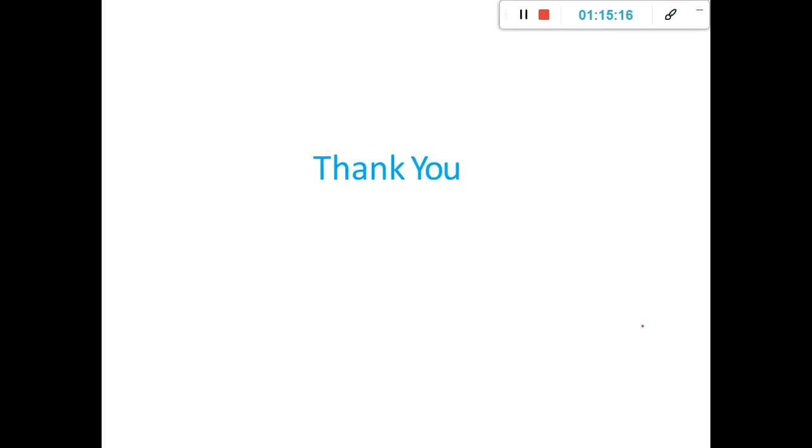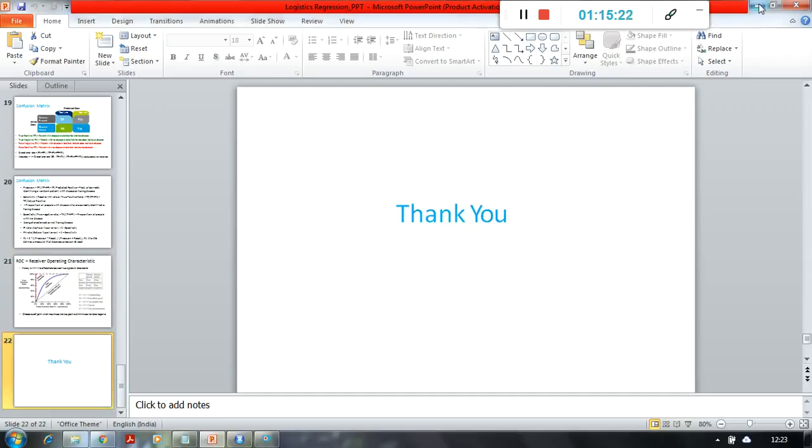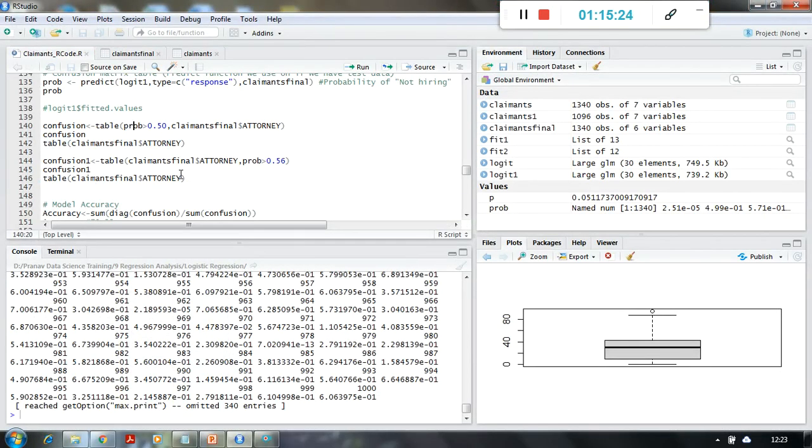Right? So these are the two important parameters when it comes to logistic regression which we have to go for, that is the confusion matrix and the ROC curve, plotting an ROC curve and calculating the area under the curve. So let us check that.